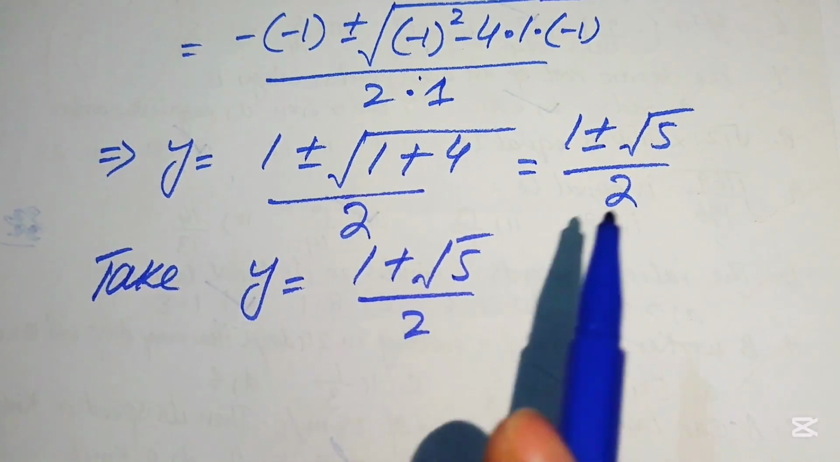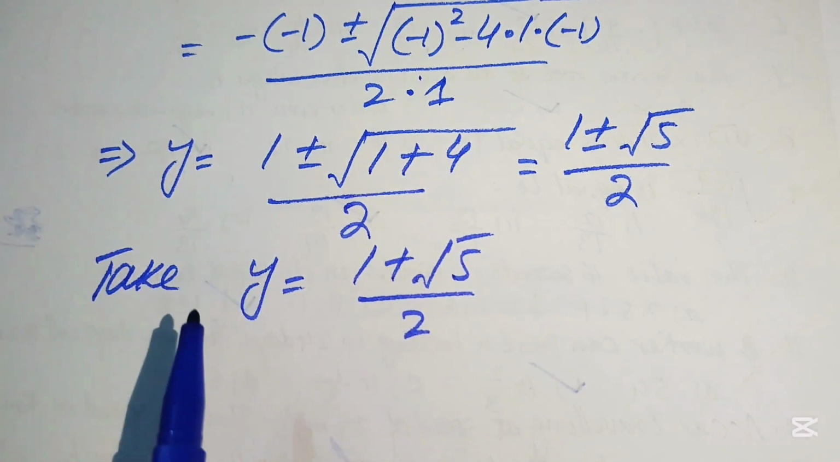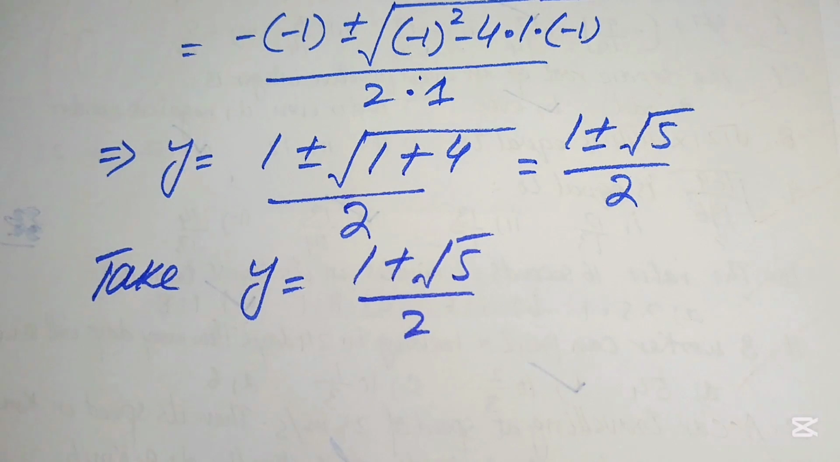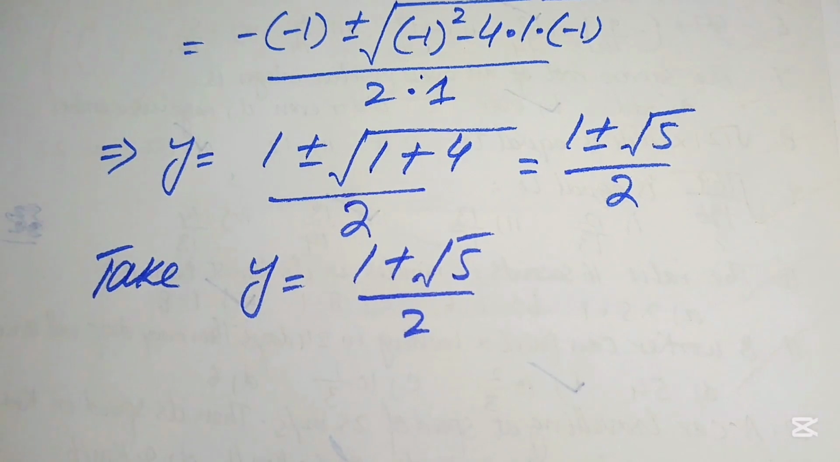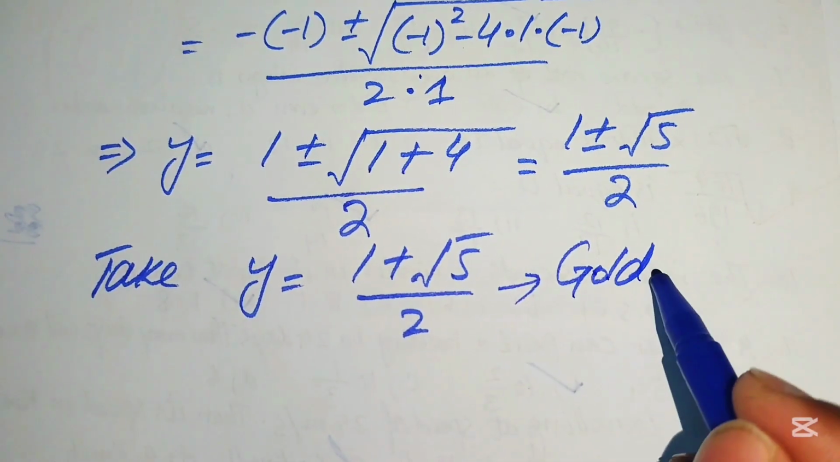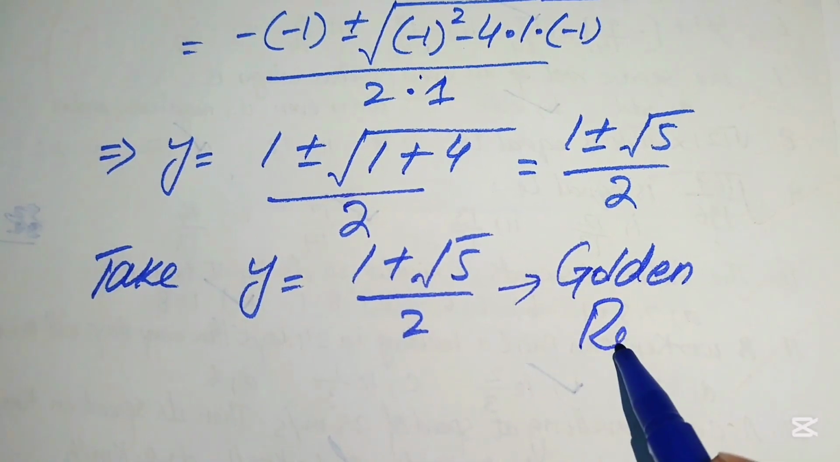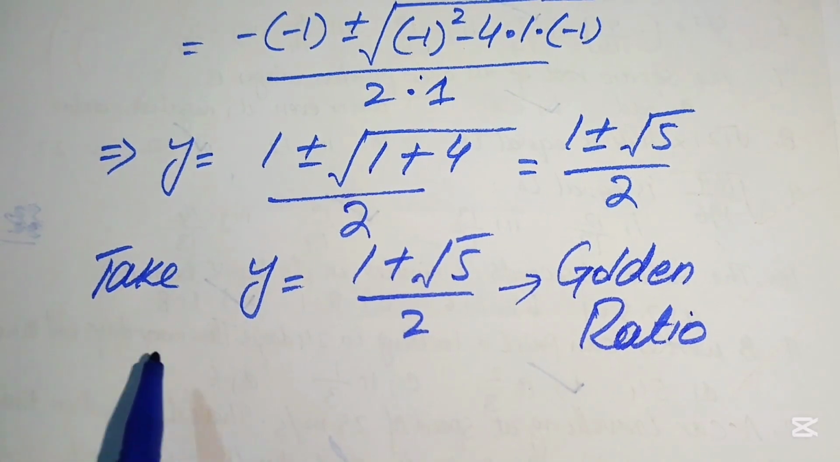We reject the negative value because we know that y is the one side length of a given triangle. So we know that length cannot be negative, so we rejected this negative value and we proceed here only with the positive value. So you see here this becomes the golden ratio. Okay, this is the golden ratio, and now we proceed with this value of y.